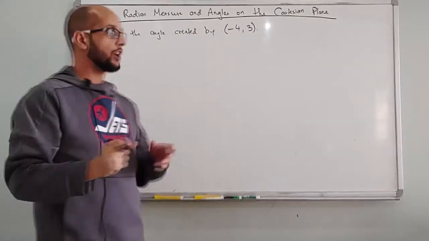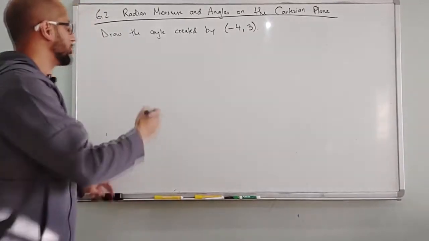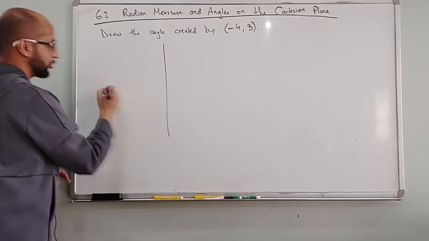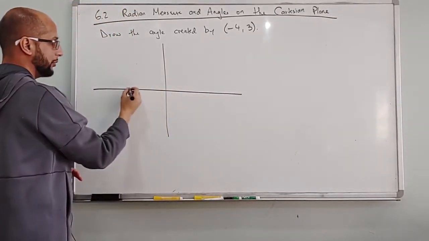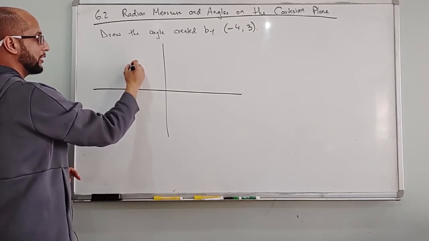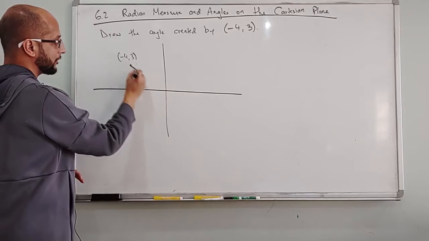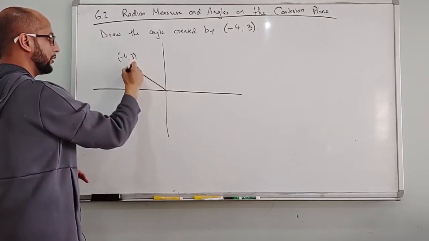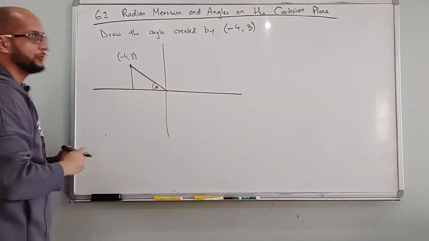Now we're going to look at another concept, which is the angles that are created by points on the Cartesian plane. So if I was to plot this point on the Cartesian plane, it'd be -4, +3. That would be my point, -4, 3. And the angle that's created is always with the x-axis. So this is the angle.